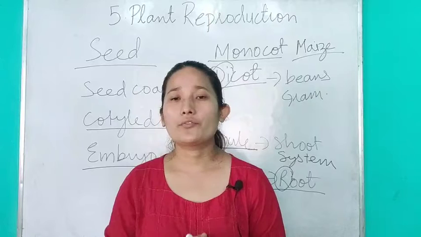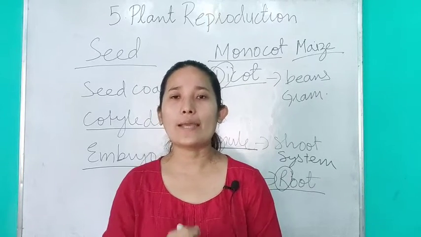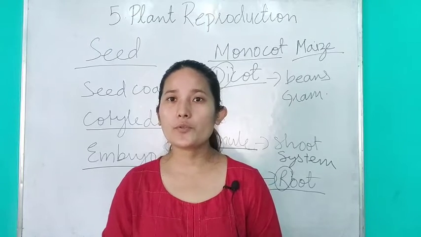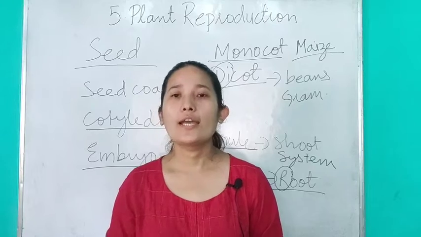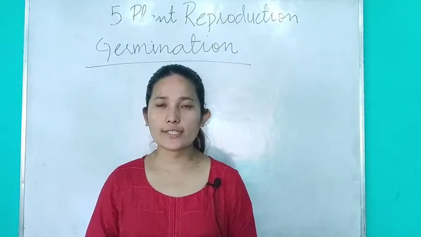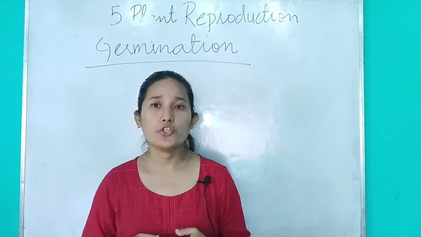Okay, which part of the embryo gives rise to shoot system, which part gives rise to root system, what are the types of seed, what is the difference between them, and the example of both. Okay, now so we have already discussed the structure of seed. Now next we will be discussing germination.